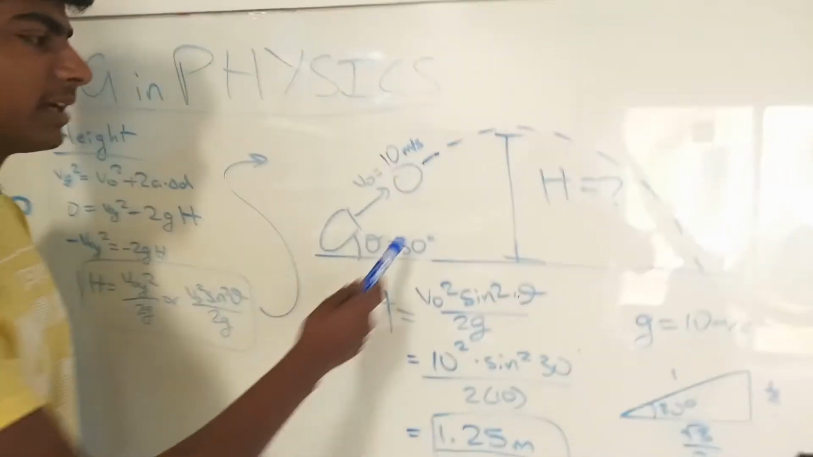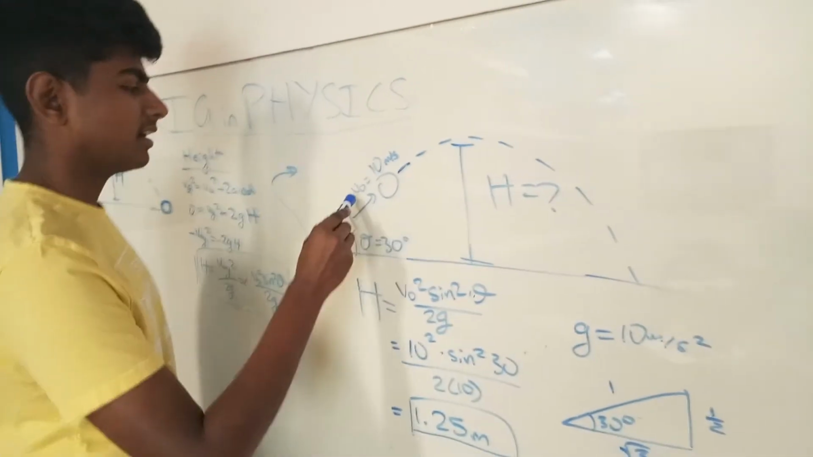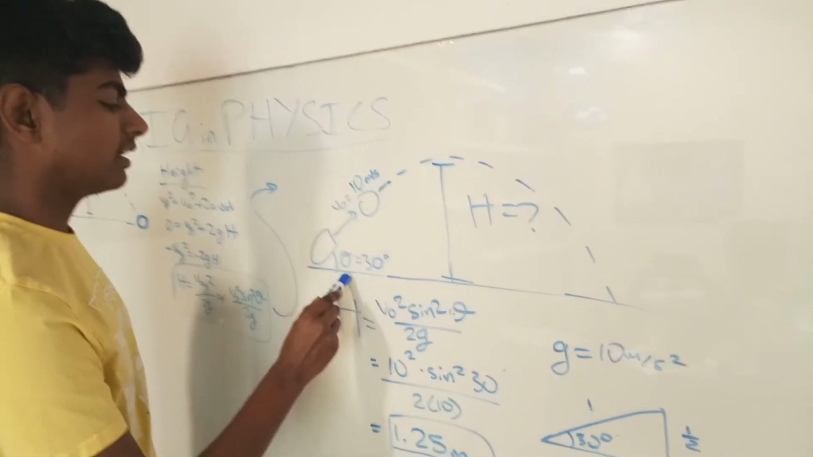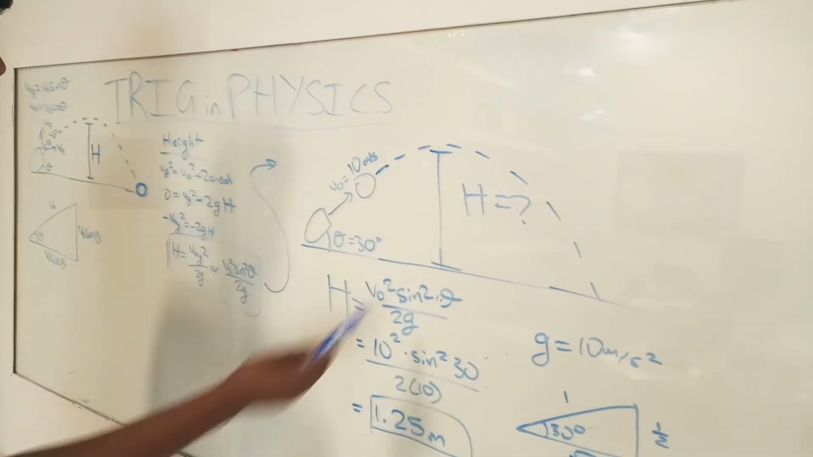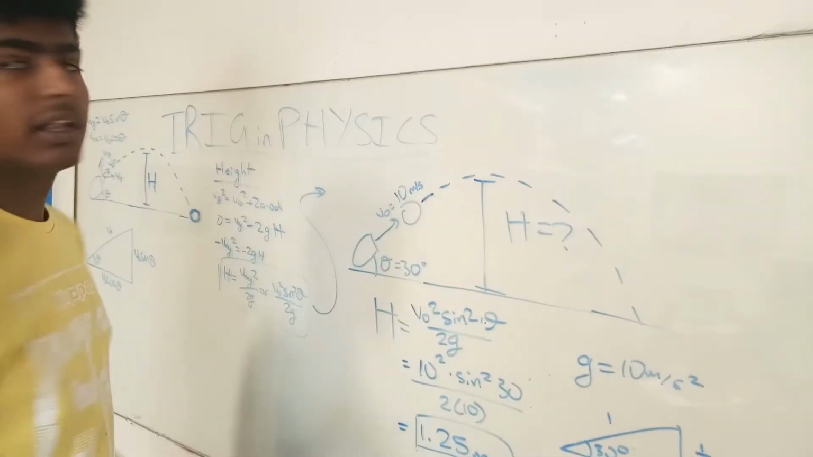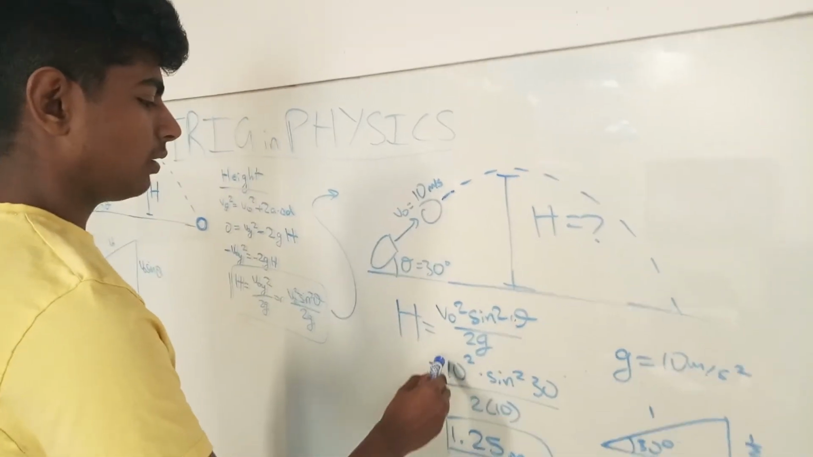So now let's take a practice problem. Let's say a projectile is launched out of a cannon at initial velocity v0 and the angle theta is equal to 30 degrees. We want to find the maximum height, so now let's plug in our formula. So h is equal to v0 squared sine squared theta over 2g.